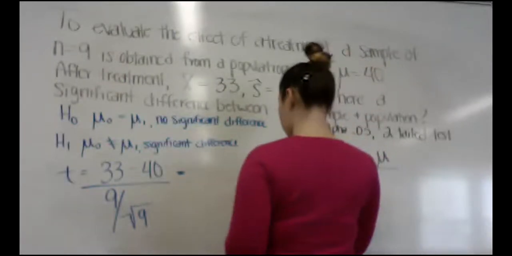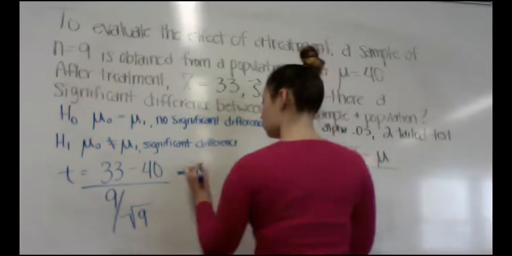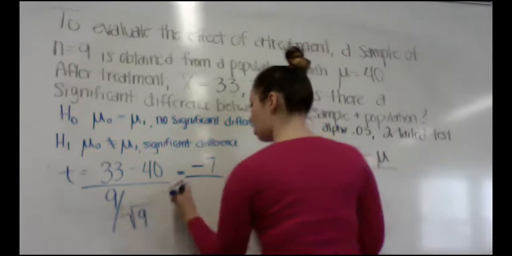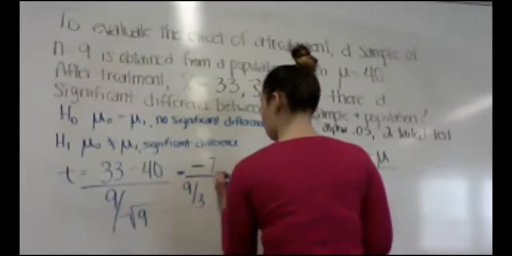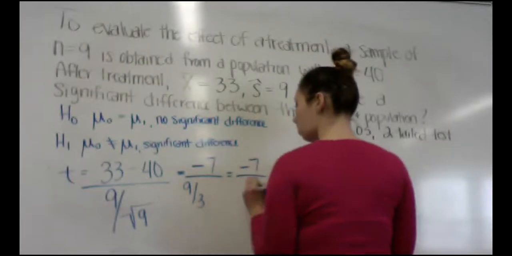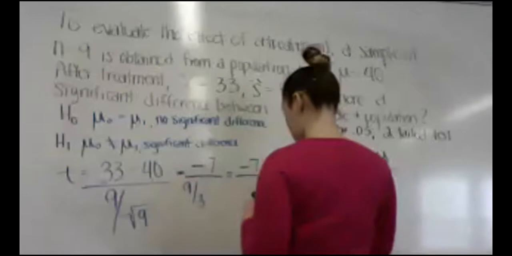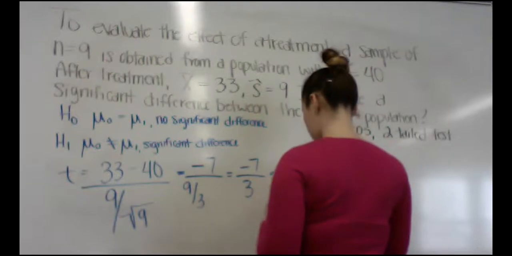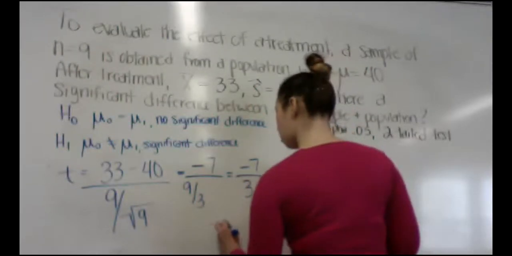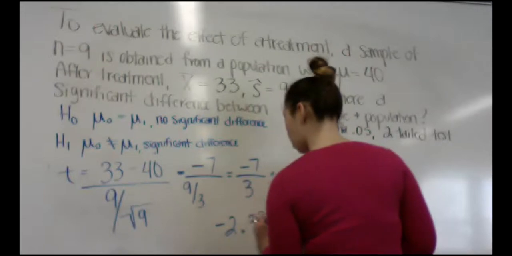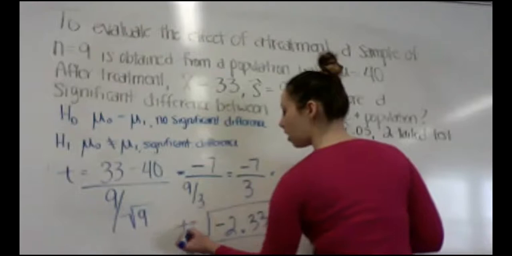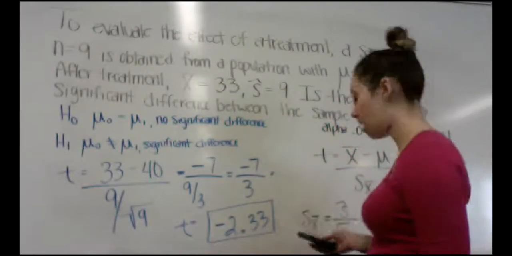Okay. So 33 minus 40 is going to give us -7 over 9 over 3, so -7 over 3. When we do this division, we divide 7 by 3 and we get -2.33. So that is our t value. That's our answer. However, we don't know if this is significant yet. We've got to go to our t table in order to determine that.